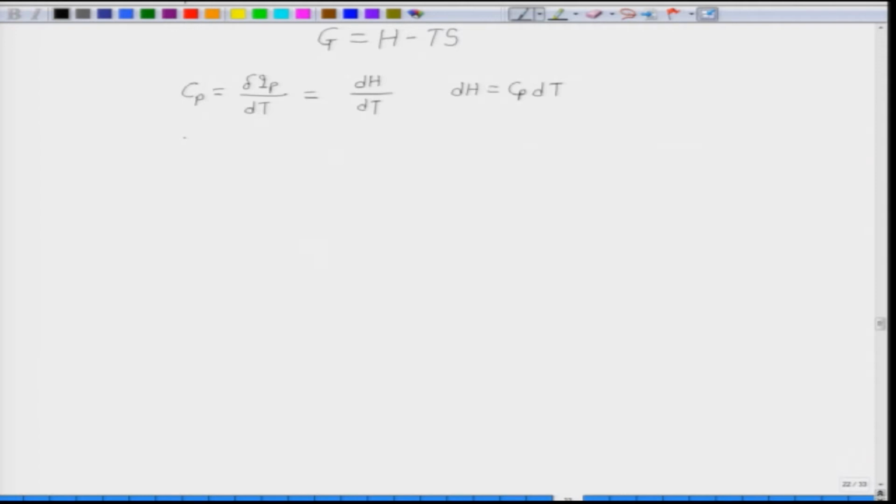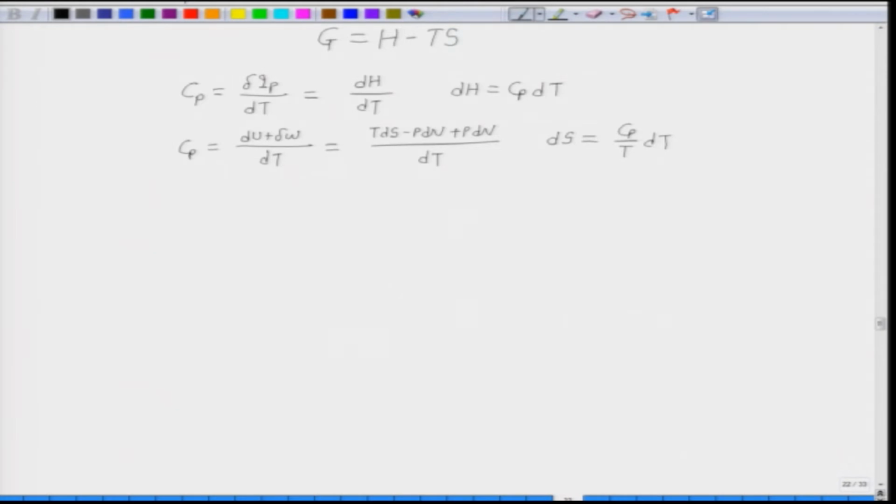Similarly, in order to get to entropy, we can use the first law of thermodynamics. So, delta Qp can be replaced by dU plus delta W, change in internal energy plus the work done, and dU can be replaced by the combination of first and second law. We know dU is equal to TdS minus PdV, and delta W is PdV. So, basically we get dS is equal to Cp by T dT.